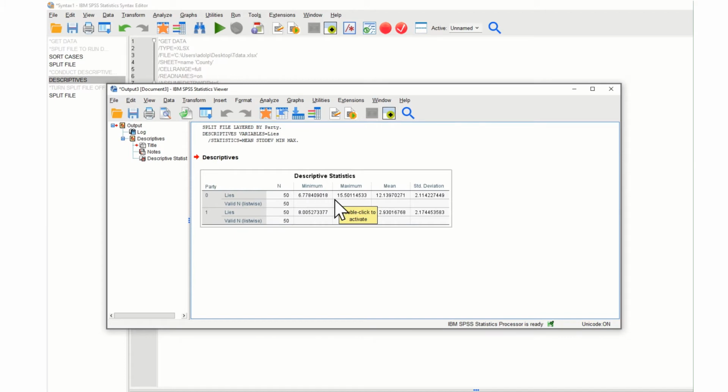There were probably some decimals because they couldn't really determine whether the lies were actual lies or kind of a lie. The average number of lies for Republicans was 12.13 or 12.14 if you want to round up, with a standard deviation of 2.1. For Democrats, the minimum number of lies were 8, pretty clear. The maximum number of lies were 16.6. The average number of lies was 12.9, or let's just say 13. And the standard deviation was 2.17.